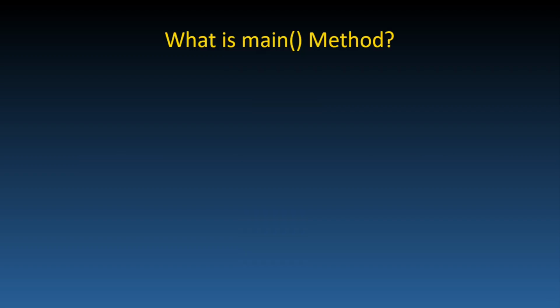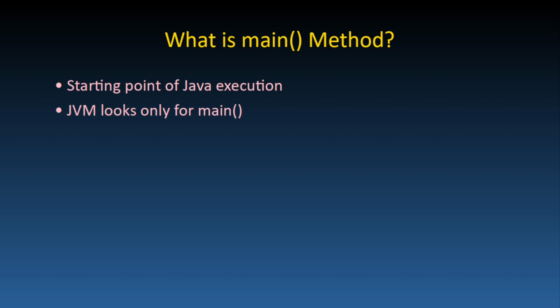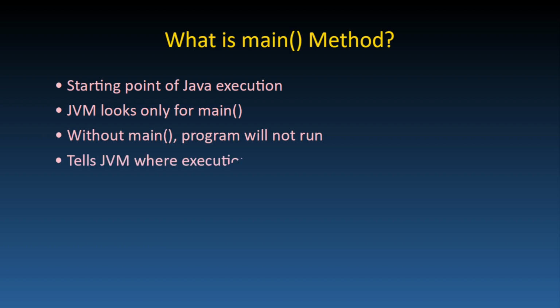What is the main method? The main method is the starting point of a Java program. When you run a Java program, the JVM does not start randomly. It is always looking for the main method first. And if the main method is not present, then the program will not run. So the main method tells the JVM where the execution starts. So this is the purpose behind the main method.